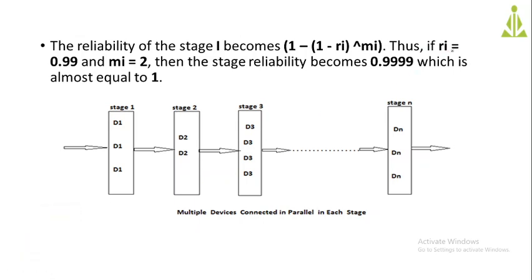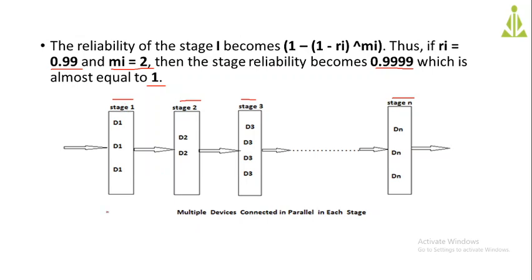Thus, if Ri is equal to 0.99 and Mi is 2, even though we are connecting two devices, our reliability is still 0.99999, which is almost equal to 1. Like this, we have stage 1, stage 2, stage 3, and so on, up to stage n.